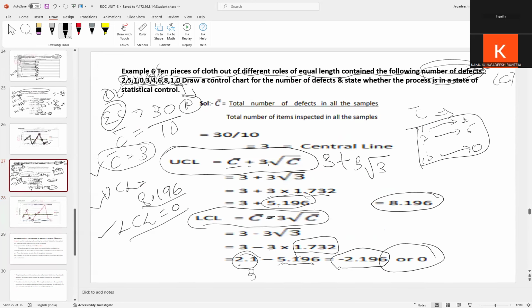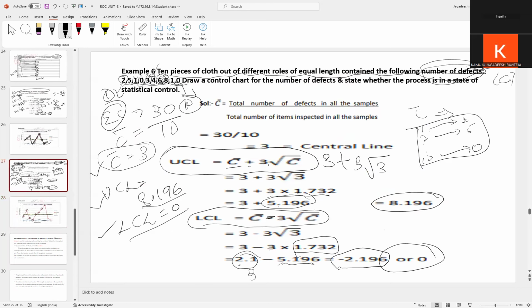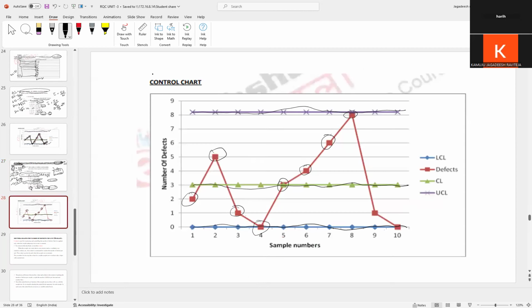Next, what about the seventh sample? 6. Eighth sample, 8. What about the ninth sample? 1. The 10th sample is 0. So for the ninth sample, it is 1, and for the 10th sample, it is 0. Now let us draw the control chart.